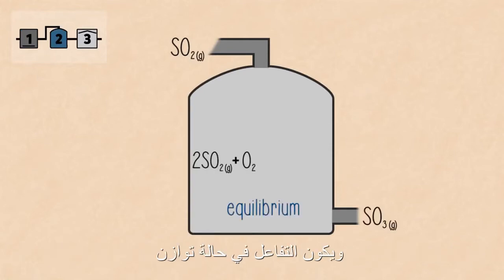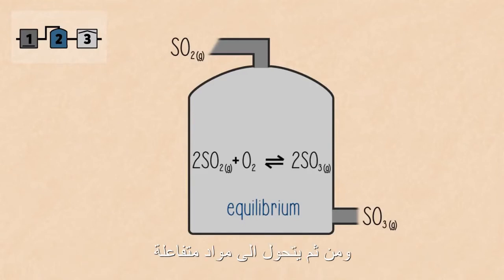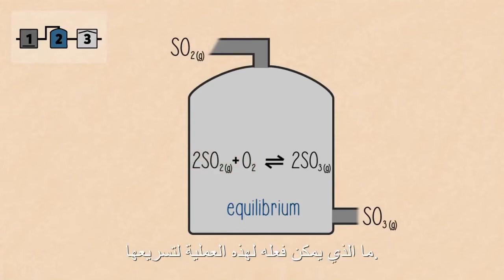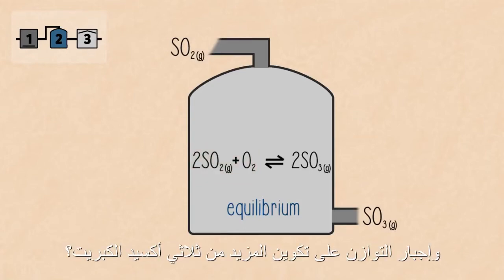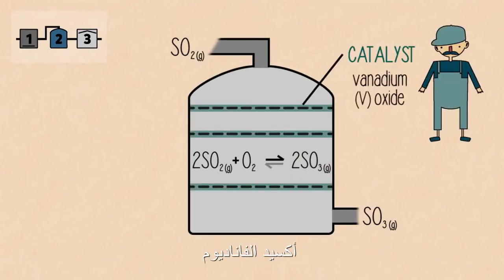The reaction is in equilibrium, which means that as the product is formed, the reverse reaction can also occur and it can break down into its reactants. What can be done to this process to speed it up and to force the equilibrium into forming more sulfur trioxide? This reaction can be sped up to form sulfur trioxide by adding a catalyst, vanadium oxide.